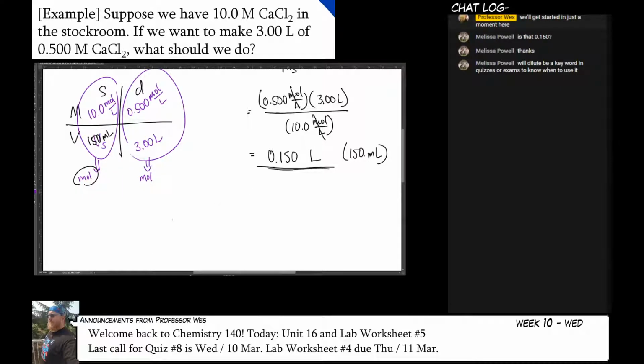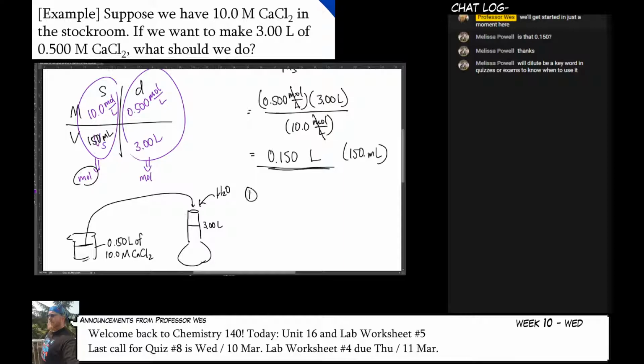Now I have to do the prep. So I have my container that has the stock solution that I've measured out. So this would be my 0.150 liters of stock solution. That's going to go into my volumetric flask. And then the remainder will be H2O.